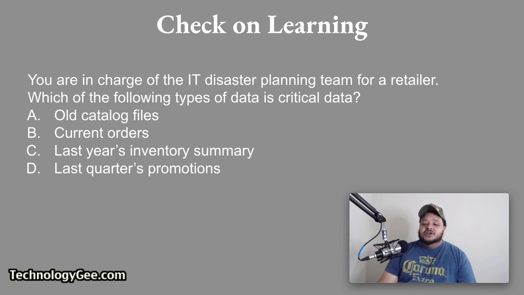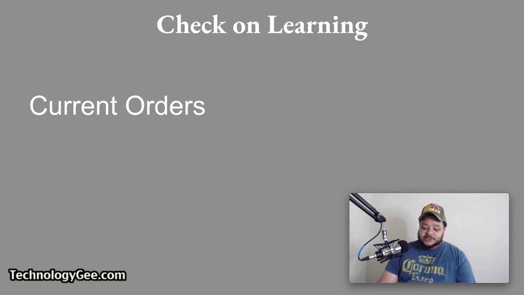So you are in charge of the disaster team for a retailer. Which is the most important information? The correct answer is current orders. Current orders is the most important information that you need to protect at all costs.